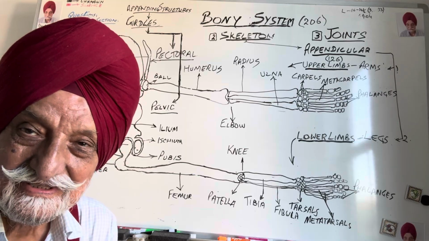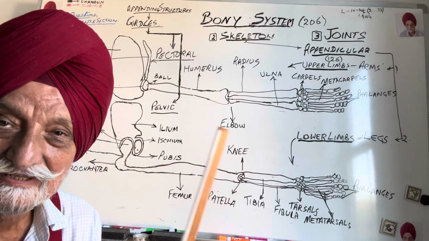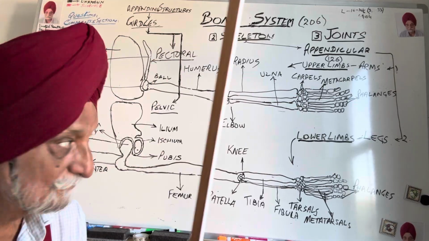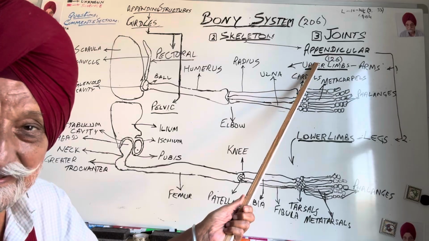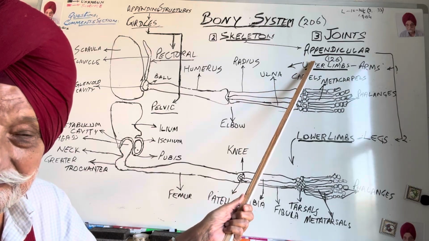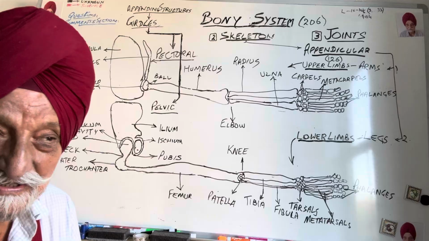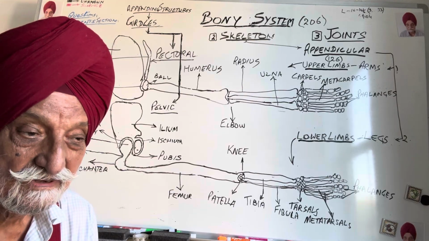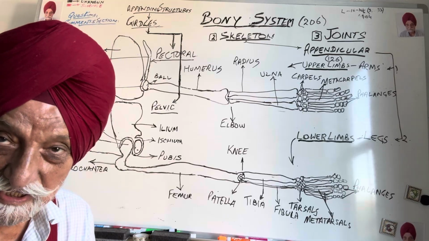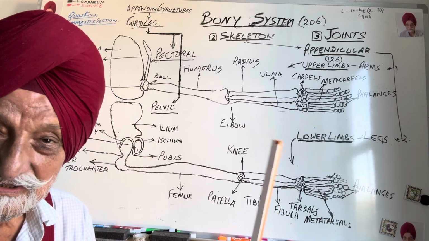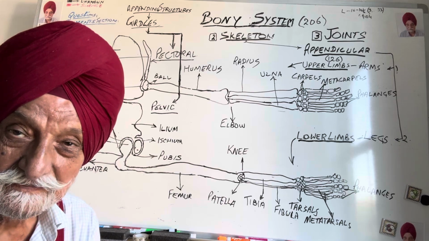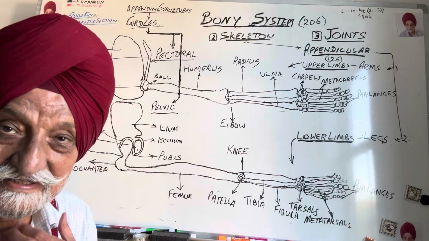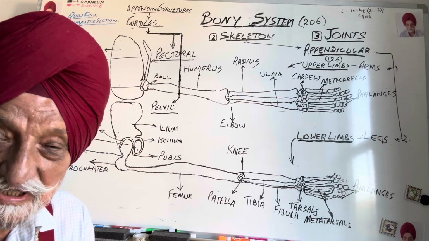After the axial skeleton, we have the appendicular skeleton. The appendicular skeleton, as it indicates, is that portion of the bones which are appended or joined to the axial skeleton. The structures which join the appendicular skeleton with the axial skeleton are called the girdles.